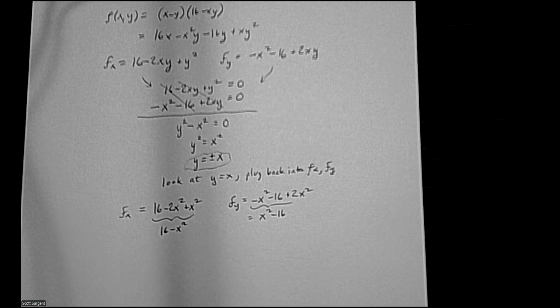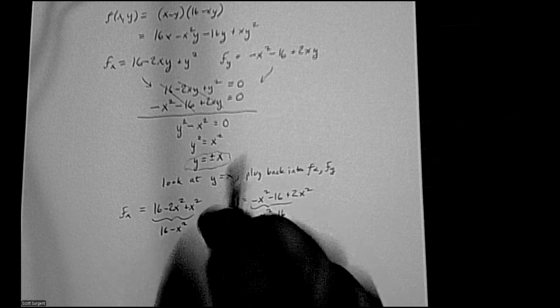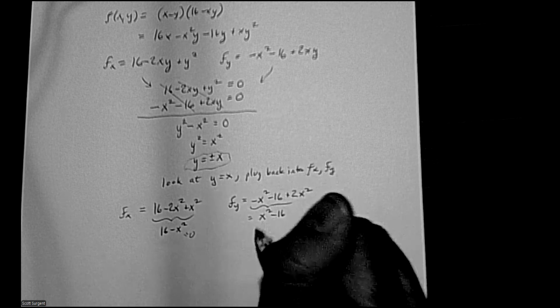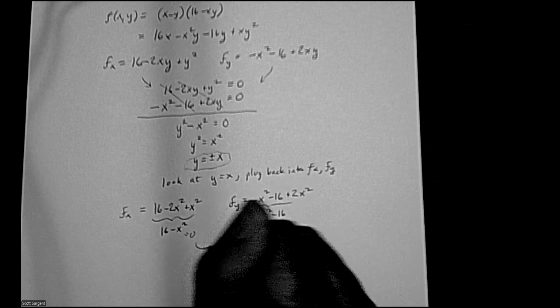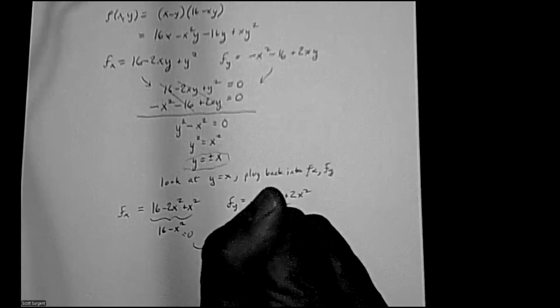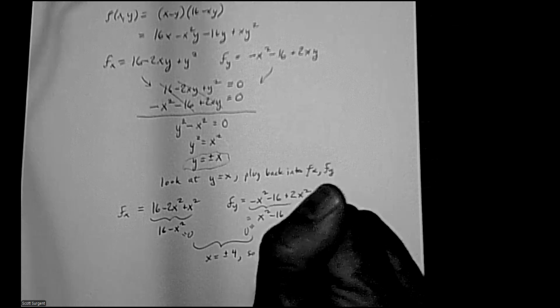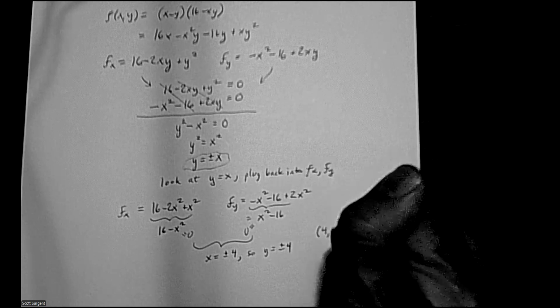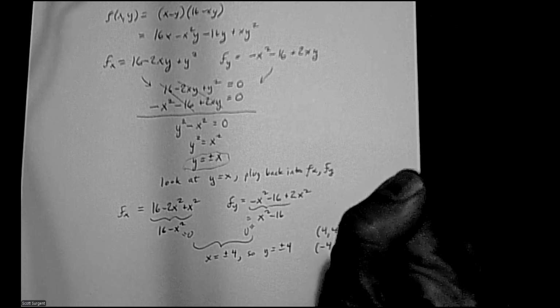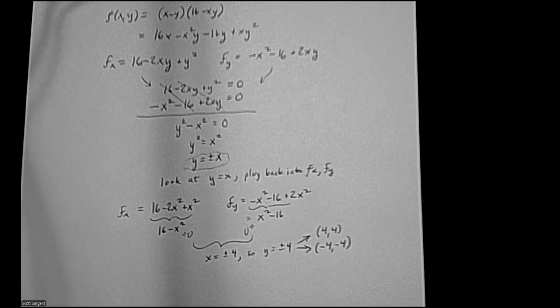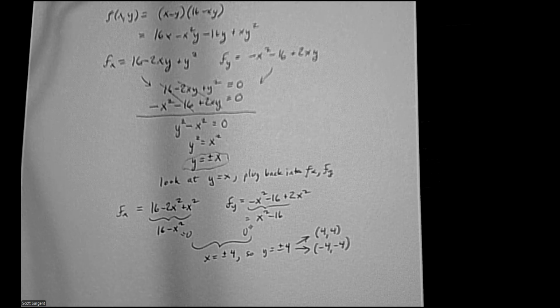But now remember, the whole point of this is to make this 0. And both of these actually give you the same solution. So when you set to 0, you get x is plus or minus 4. So y is going to be equal to plus or minus 4. So your two critical points are 4, 4, and then negative 4, negative 4. That makes it easy.